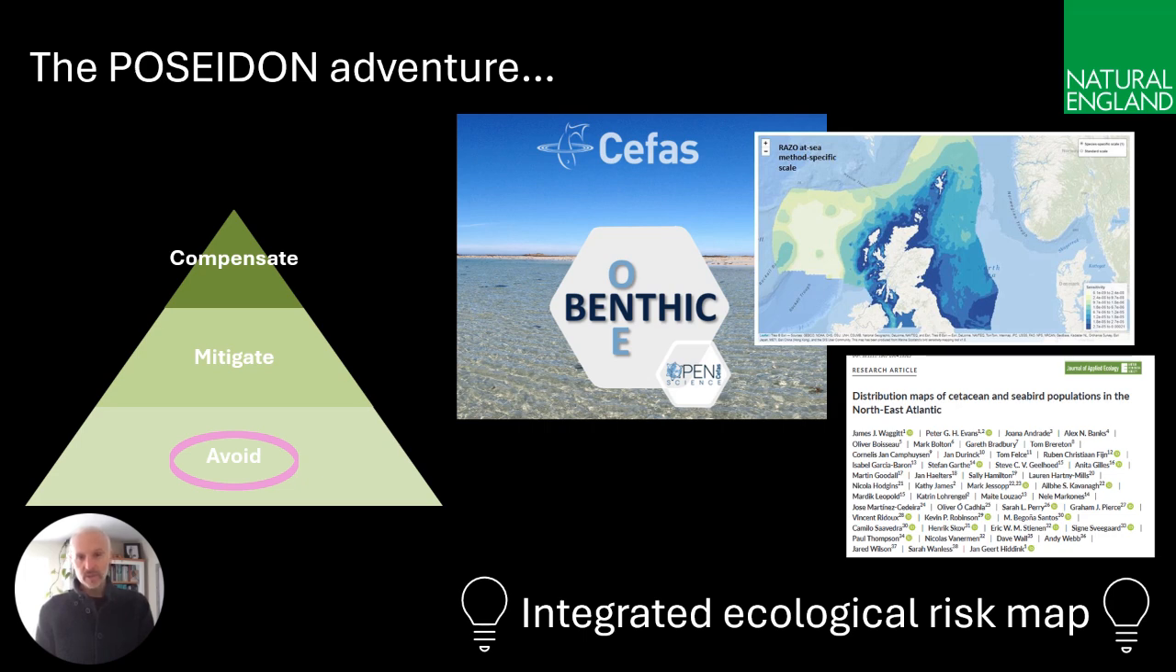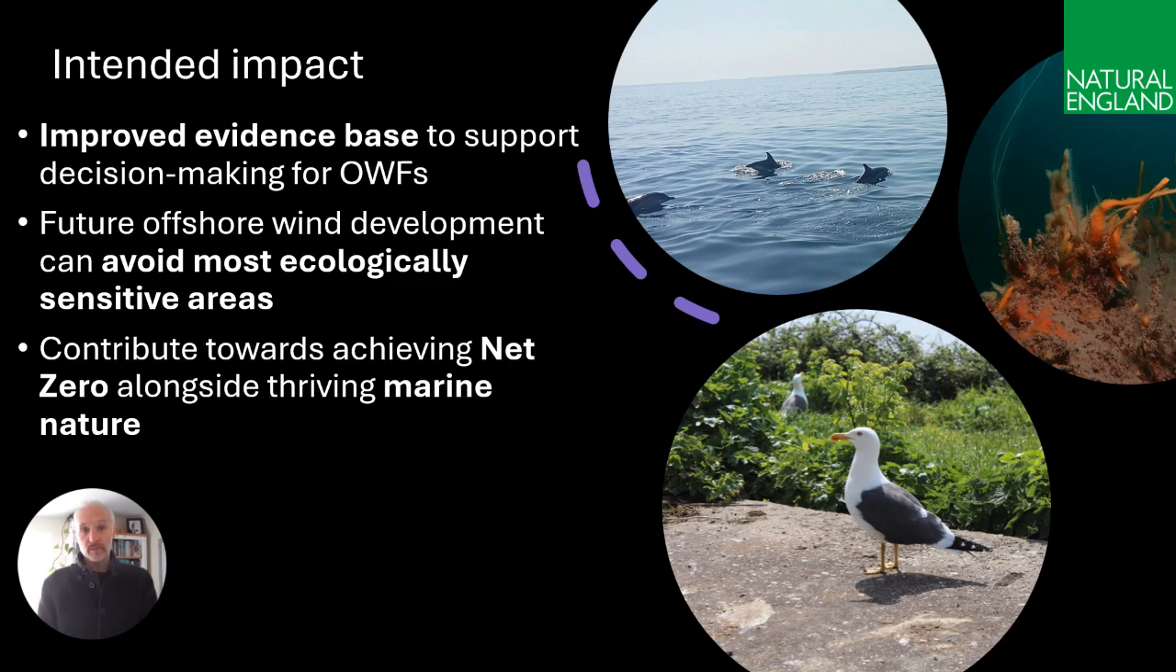And our idea was to bring all of this information together into one place so that we could have an integrated ecological risk map to inform the avoidance of the most ecologically sensitive areas for the planning of offshore wind. Our intended impact was to improve the evidence base to support decision making for offshore wind farms, and as I said, to avoid those most ecologically sensitive areas for seabirds, for marine mammals and for benthic habitats and communities, and in doing so contribute towards achieving net zero alongside thriving marine nature in line with Natural England's offshore wind vision.